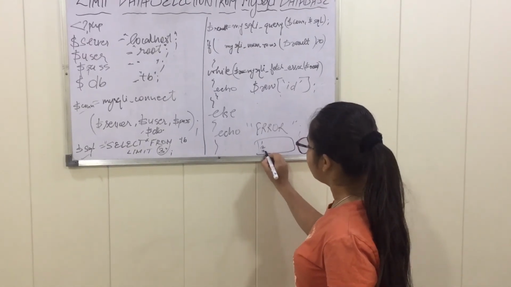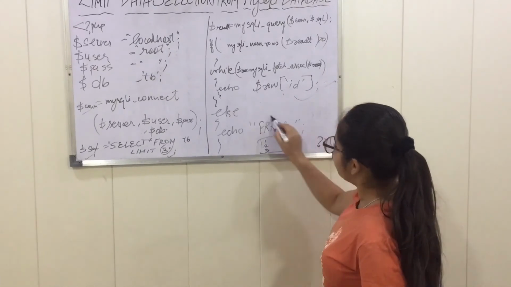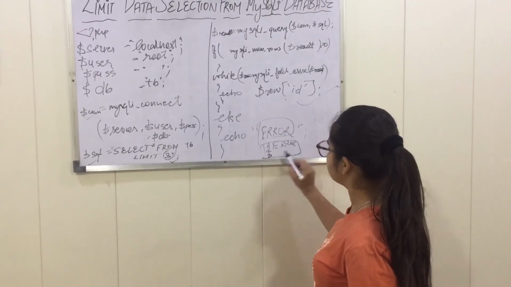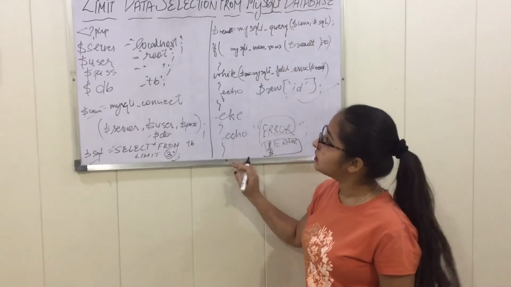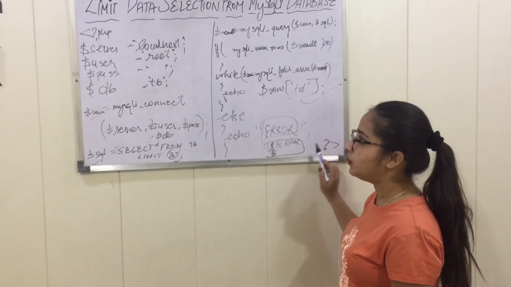that is 1, 2 and 3, because of the limit of 3. So if there is an error, then print that error on the display screen like this, and the rows will not be printed. So in this way we can use the limit data selection from MySQLi database in PHP.